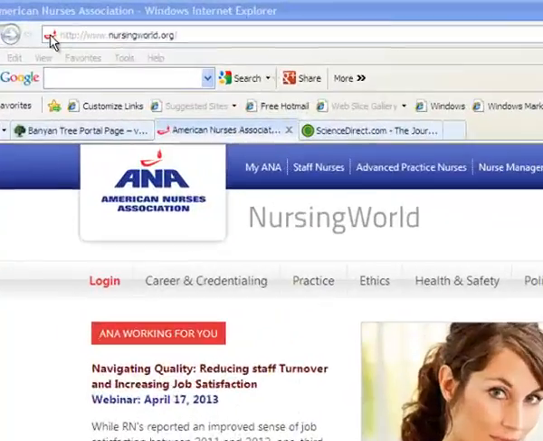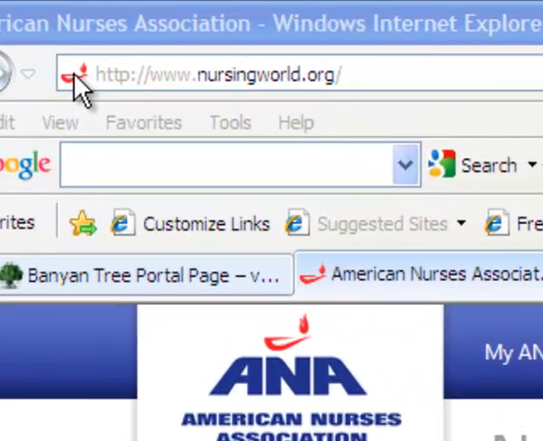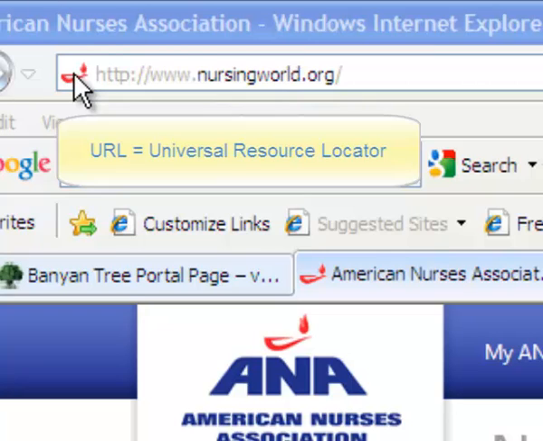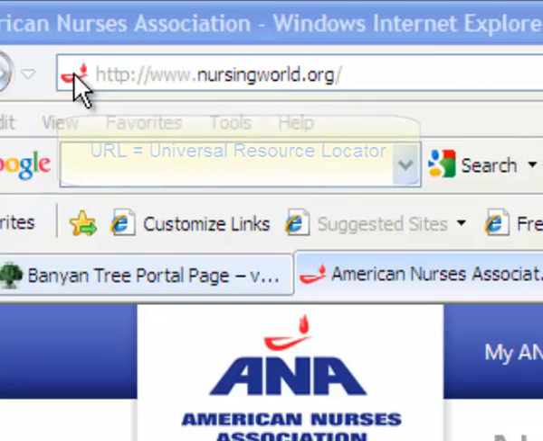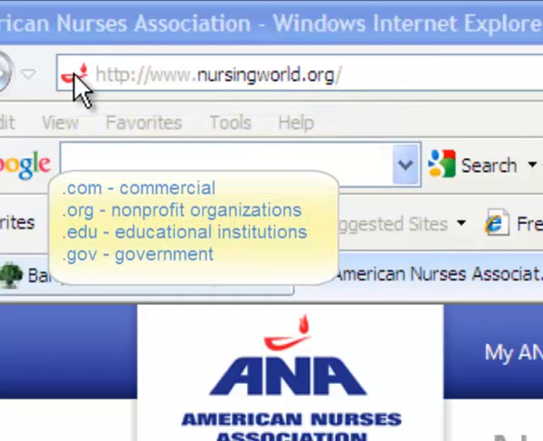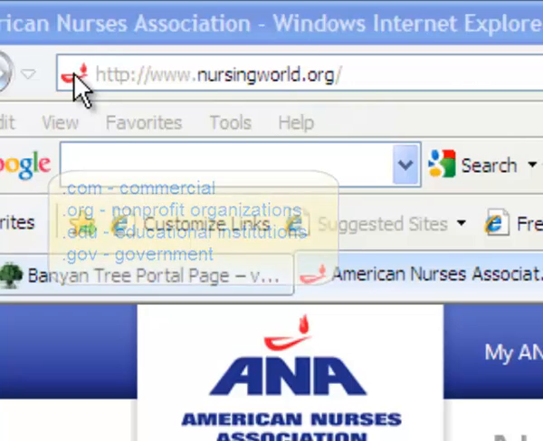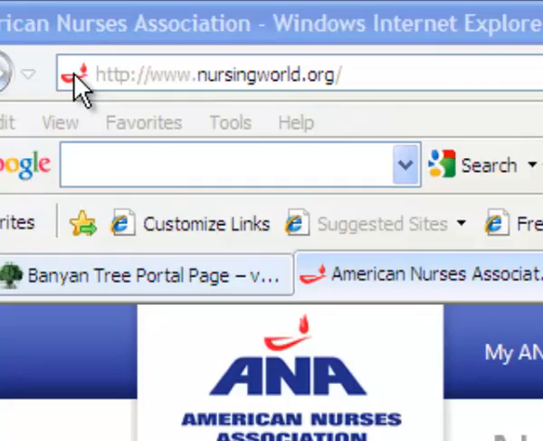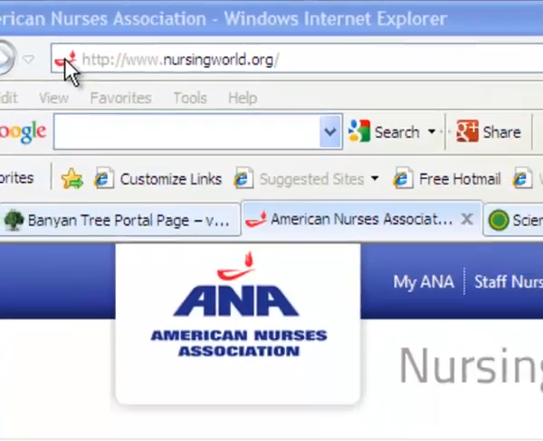Let's take a look at a website. Here you'll see the address, or the URL, which stands for Universal Resource Locator. The URL can tell us a lot about the page. You want to look specifically at the domain. So .com is for commercial sites, .org is for nonprofit organizations, .edu is for educational institutions, and .gov is for government agencies. In general, .edu and .gov sites tend to be more reliable.